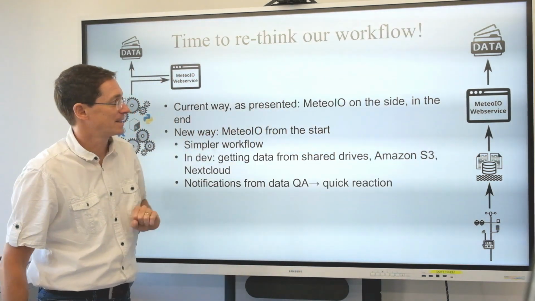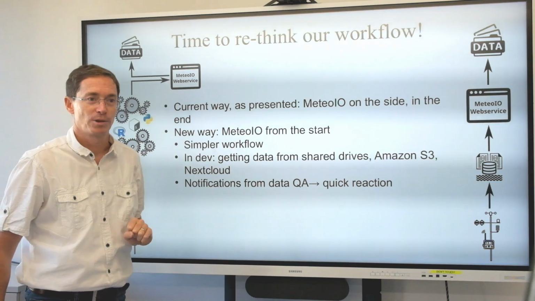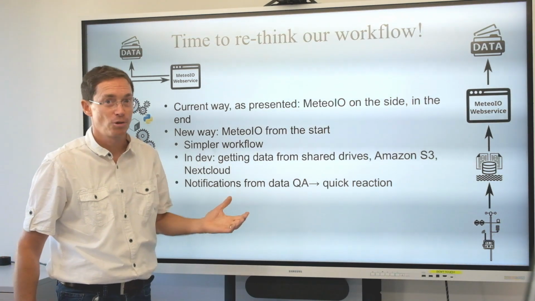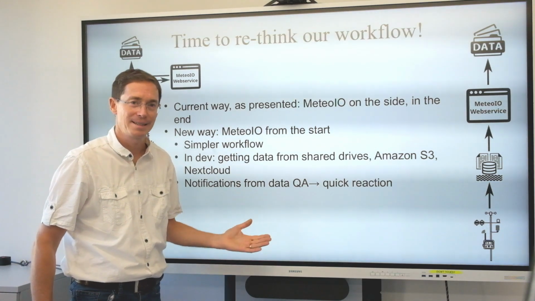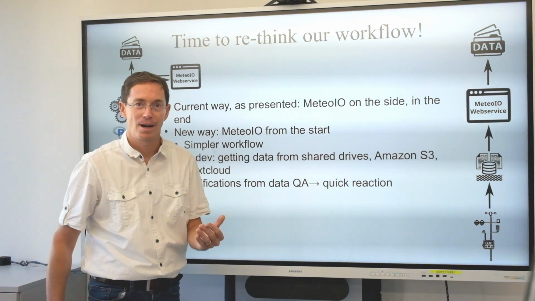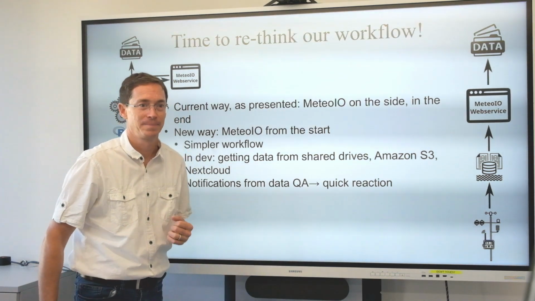If you have this kind of setup, you can benefit from notifications from the data QA. So you get notified when too many events have been generated for a specific sensor, and you can react. You can go back into your data and check what happened and react in a much more timely fashion.